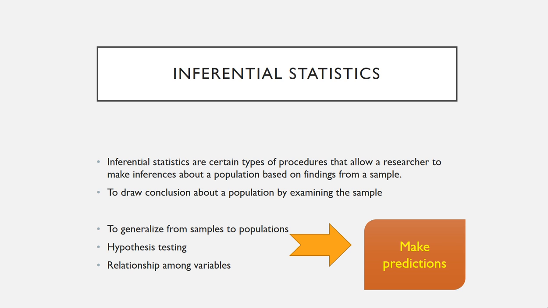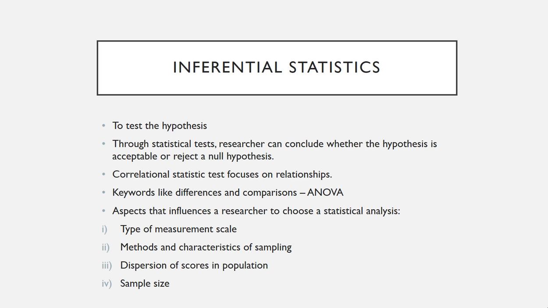Hypotheses would be tested as well. As a quantitative researcher, you would need to test your hypothesis and identify if there are any relationships among variables, or you can reject them. Everything is guided by a software tool, SPSS, and used to make predictions. Through statistical tests, a researcher can conclude whether the hypothesis is accepted or the null hypothesis is rejected.